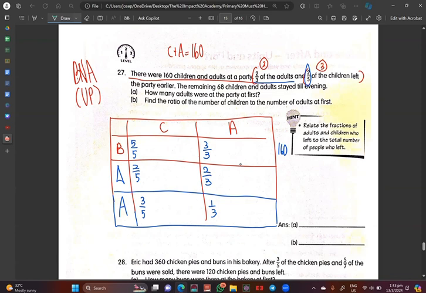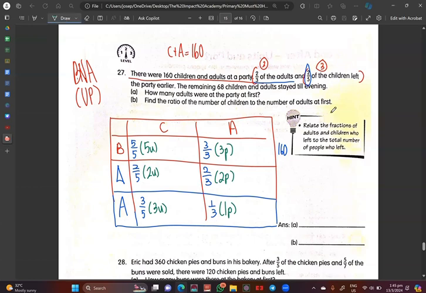You see this, for children, I'm just going to call them 5 units. This is 2 units. This is 3 units. Now for adults, if you think this is 3 units, you are not correct. This has to be 3 parts. This has to be 2 parts. This has to be 1 part. Why is that so? Because they are different.